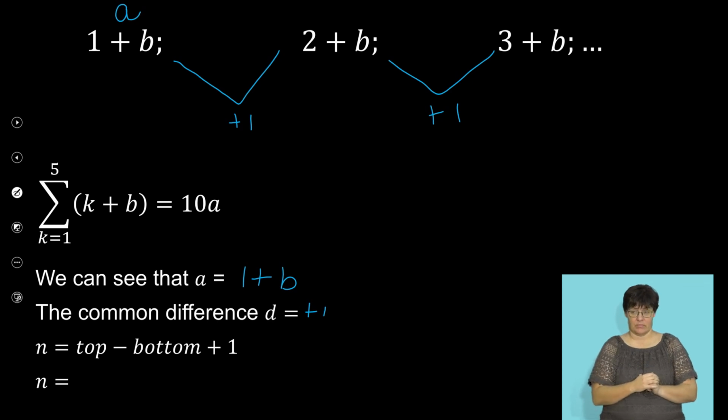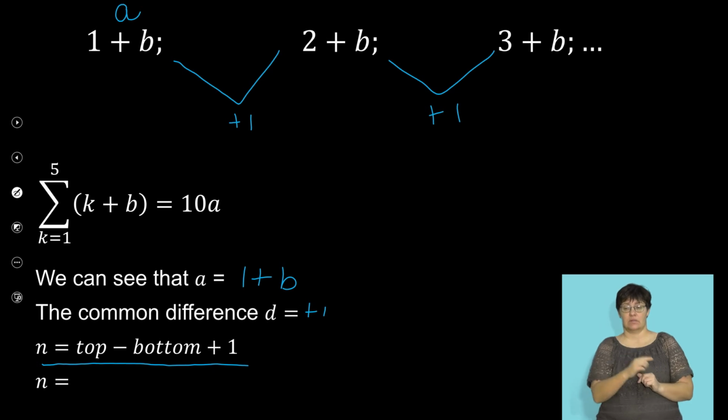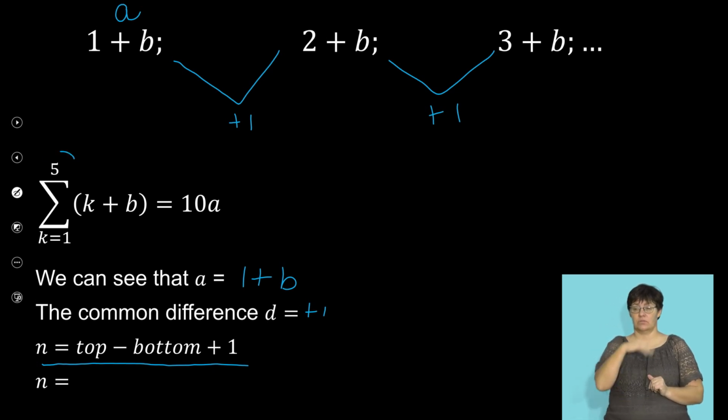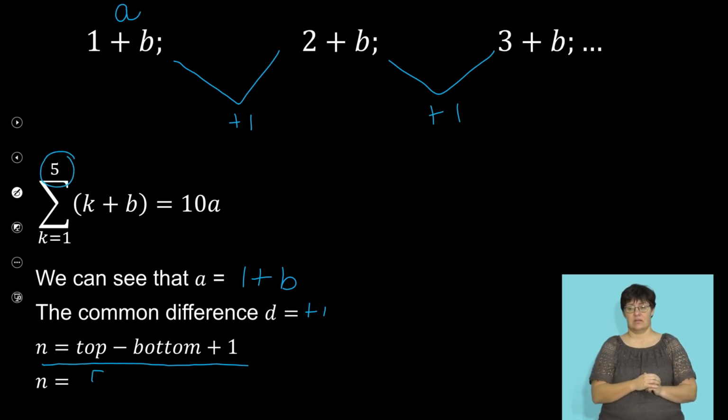So we know that a is 1 plus b, and the common difference is positive 1. Just a reminder, for a summation involving a sigma sum, I have to determine how many terms are being added in this series. I do that by saying the top number minus the bottom number plus 1. So in this case, my top number is 5. I'm going to minus my bottom number, which is 1. Then I'm going to add 1. So there are 5 terms involved in this summation.